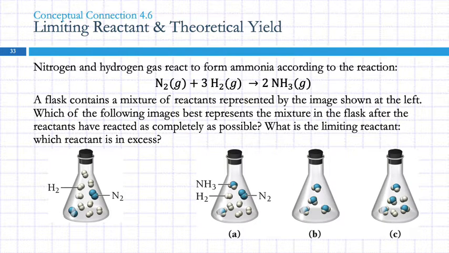So here's another question. So nitrogen and hydrogen form ammonia according to this reaction. A flask contains a mixture of reactants represented by the image shown at the left. Which of the following images best represents the mixture in the flask after the reactants have reacted as completely as possible? And what is the limiting reactant and which one is in excess?